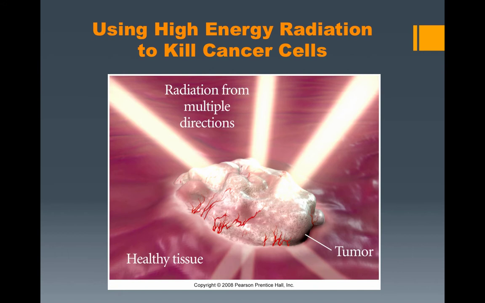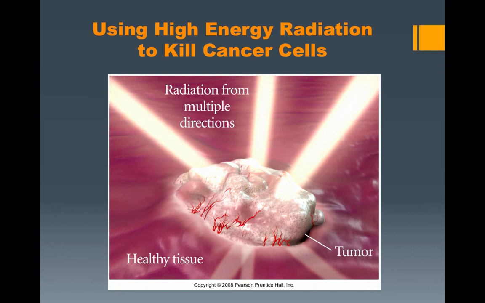We actually use some form of electromagnetic radiation to kill cancer cells. We call it radiation. The good thing about radiation treatments is it can be very specific to just hit the tumor. So if you see in this picture, all the healthy tissue surrounding the tumor is not getting the radiation. It is just the tumor that is getting kind of a laser beam of radiation.